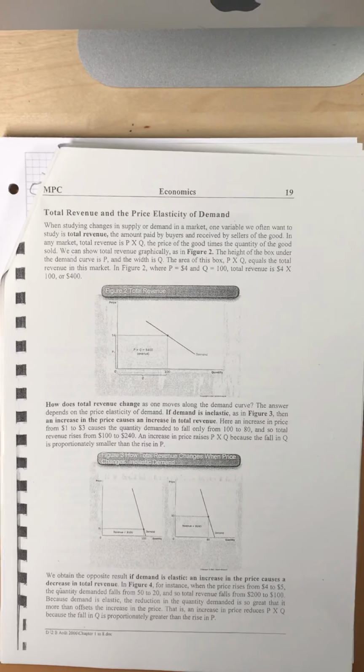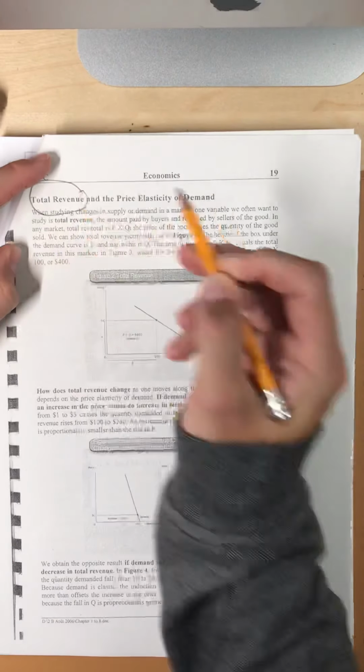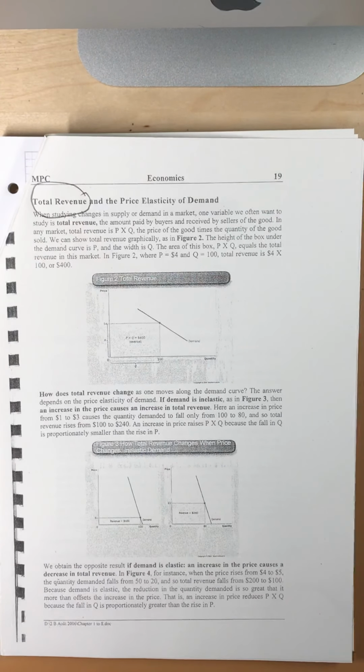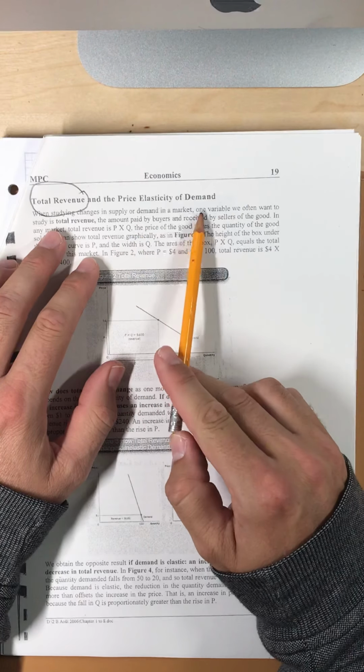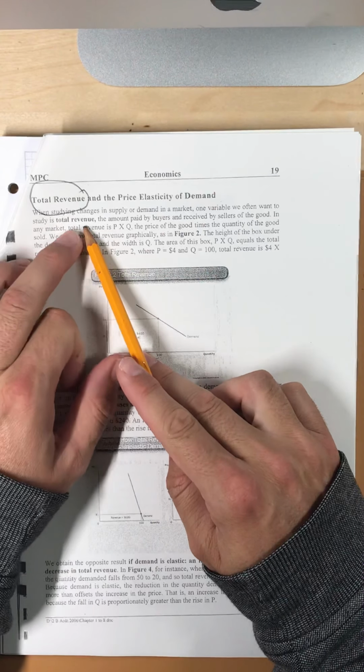So last page today is page 19. We're going to study the total revenue and the price elasticity of demand. So when studying changes in supply or demand in a market, one variable we often want to study is total revenue.